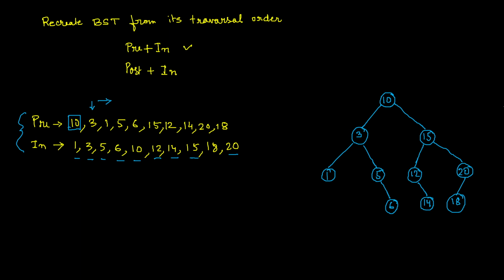So we have seen how we can have a traversal, and how we can create a BST from a traversal. Now what we will do today is we will try to realize the algorithm for traversing a BST.